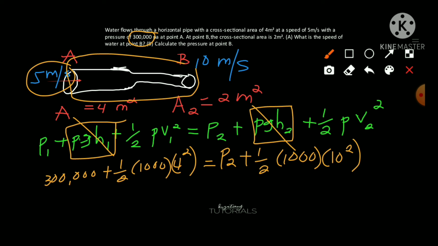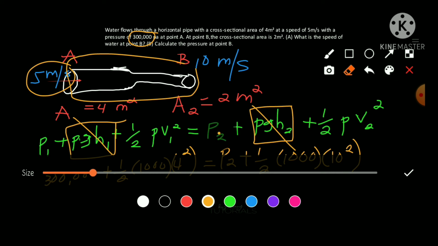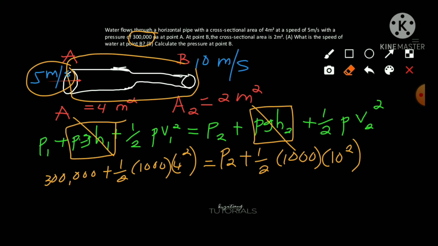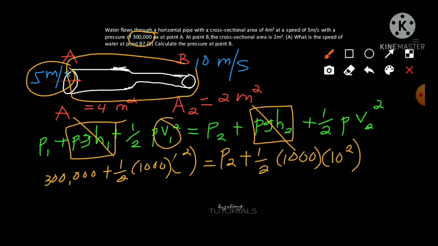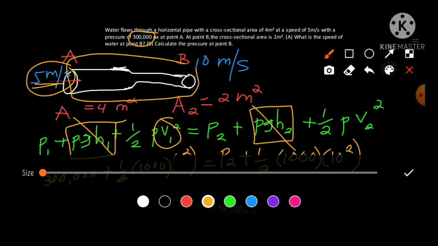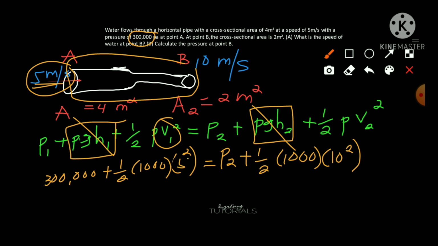Okay. So if we multiply 1/2 of 1,000 times 4 squared, oh sorry, this is not 4 here, sorry for the mistake. Let's erase this one. It's not 4 because the formula is talking about the speed, which is 5, right? It's not 4 meters, it's 5 meters per second. Sorry for the mistake. So I'm going to change this into 5 squared.